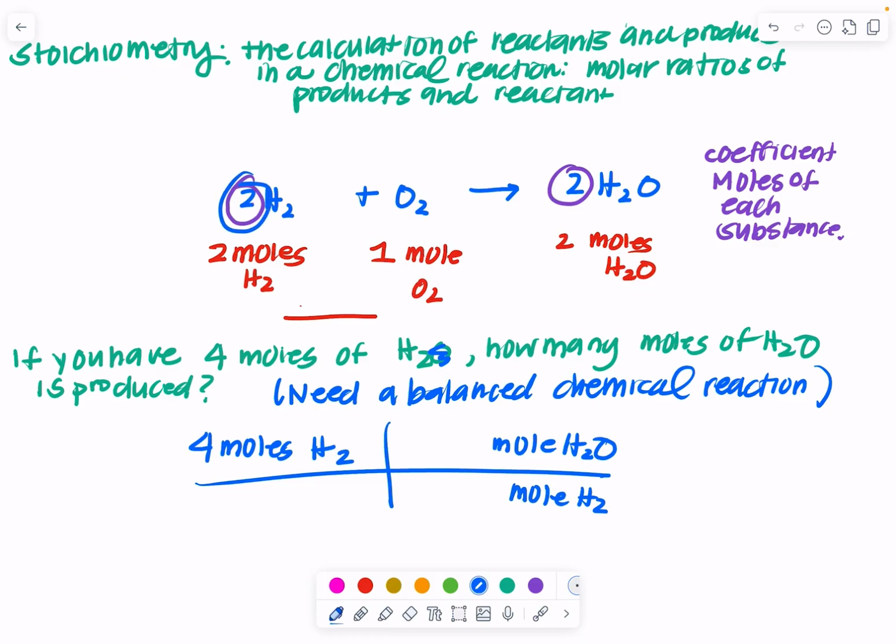We're going to look at these ratios between them. All you have to do is look at the chemical equation and write it down. 2 divided by 2 is 1. So for every 4 moles of H2, we have 4 moles of H2O. Okay, seems pretty simple. Gets really complicated.